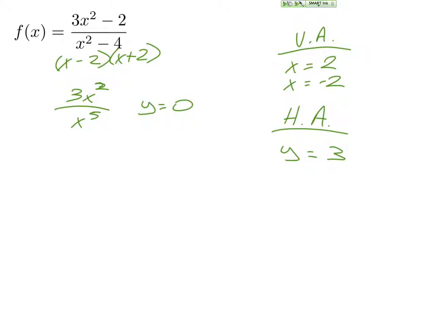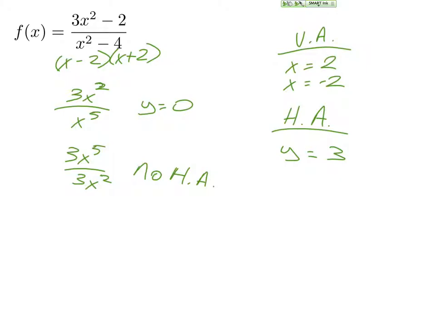The other situation is, let's say I had 3x to the 5th over 3x squared. So which situation do I have here? The top one's bigger. If the top one is bigger, we do not have a horizontal asymptote. We usually have what's called a slant asymptote, but we're not going to get into the slant asymptote. I don't think it's necessary. Okay, so those are our three situations.